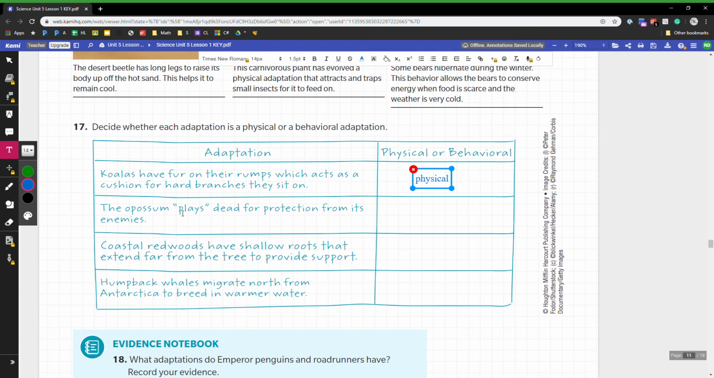A possum plays dead. This is a weird word, but this is a possum. A possum plays dead, so it's playing dead. It's doing something. So this is behavioral. Coastal redwoods have shallow roots that extend to support the tree. This is physical. It's something about the tree. That's a physical thing. And then humpback whales migrate north. So they're doing something. So this is a behavioral thing, the migration.